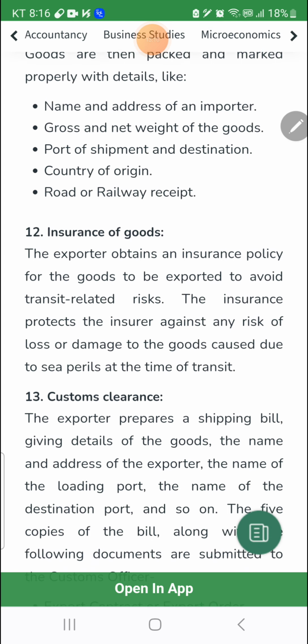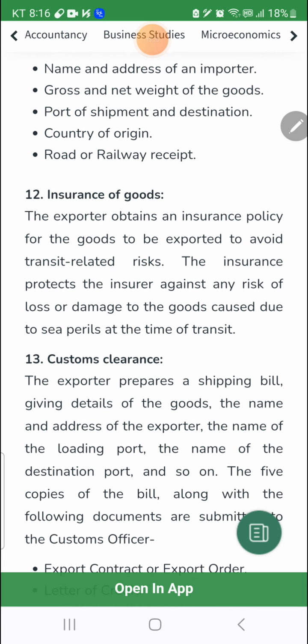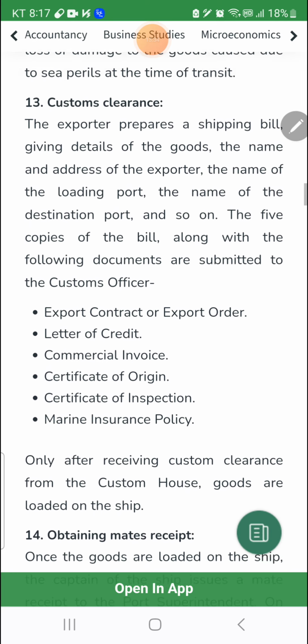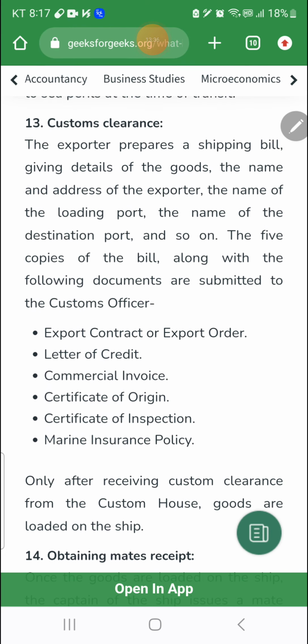The insurance protects the insurer against any risk of loss or damage to the goods caused due to sea perils at the time of transit, or during the time of transit-related risks. 13. Customs clearance. The exporter prepares shipping bill.